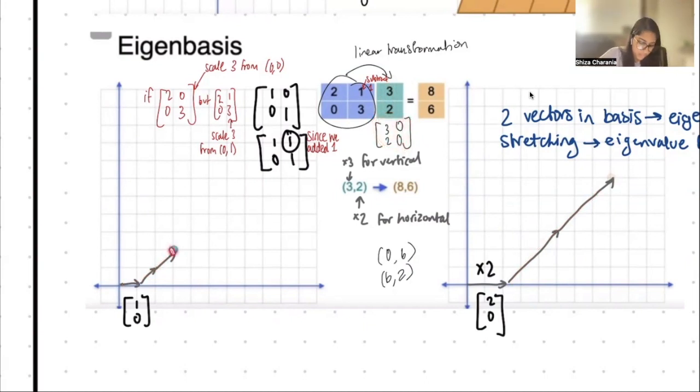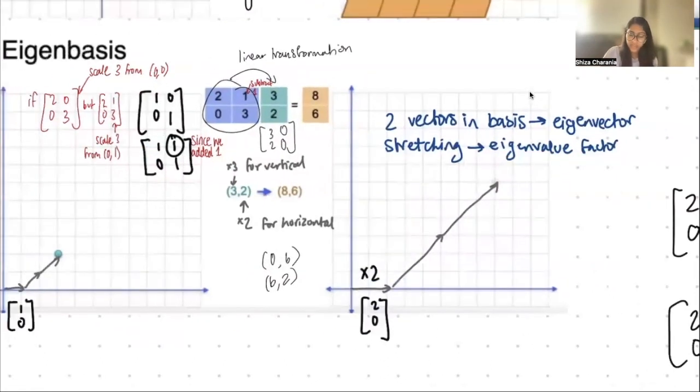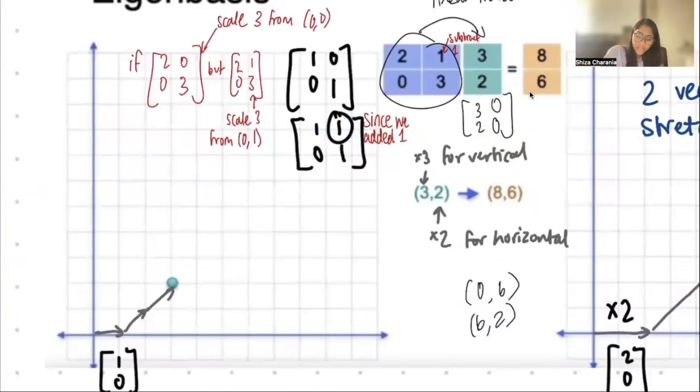But you can break this point into 3 different arrows, which would make it 1, 0. And because you go from 1, 0 to 2, 0, you take this and you scale by 2. So this is the value that you're scaling by. You're stretching it by the eigenvalue factor. And then you also scale 3 here, I believe, because it's actually very complicated. It's hard for me to understand how exactly they got 2 of these arrows.